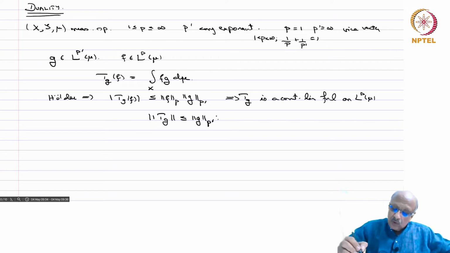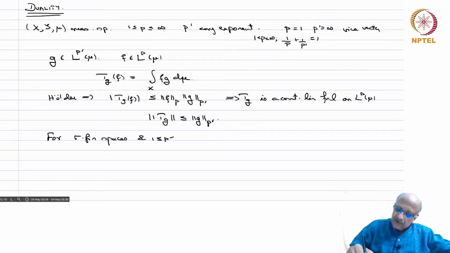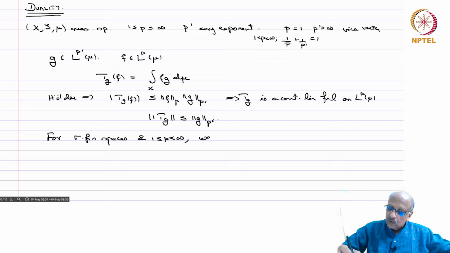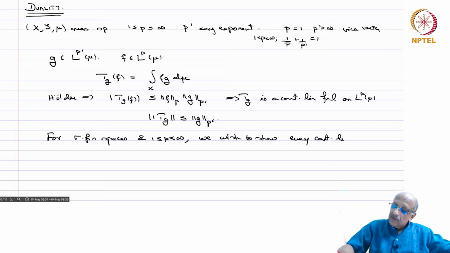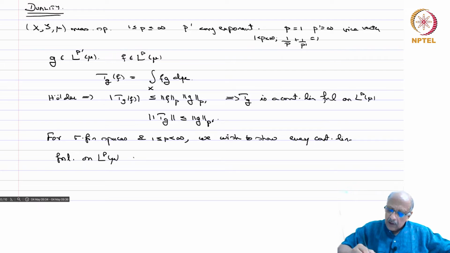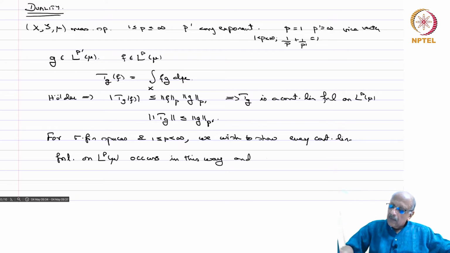So our aim is to show, for sigma finite spaces and 1 less than or equal to p strictly less than infinity, that every continuous linear functional on L^p(mu) occurs in this way, and we have equality in star.